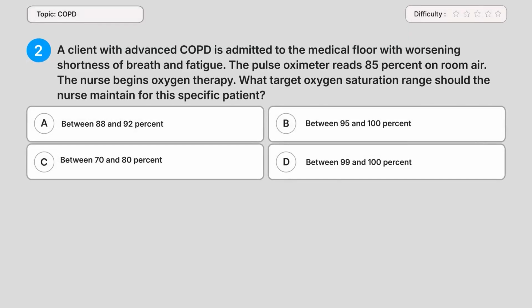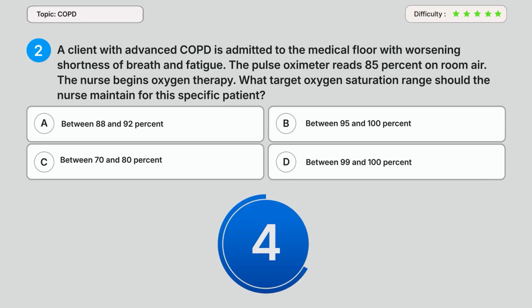2. A client with advanced COPD is admitted to the medical floor with worsening shortness of breath and fatigue. The pulse oximeter reads 85% on room air. The nurse begins oxygen therapy. What target oxygen saturation range should the nurse maintain for this specific patient? A. Between 88 and 92%. B. Between 95 and 100%. C. Between 70 and 80%. D. Between 99 and 100%.